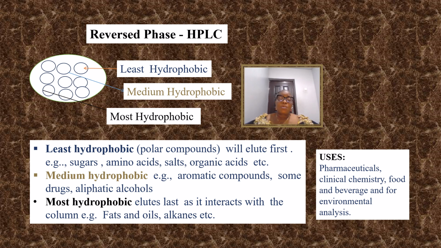The mobile phase is polar. Commonly used are water, methanol, and acetonitrile. The non-polar compounds in the mixture will stick longer in the column, while the polar molecules will elute first. It is used for the separation of pharmaceuticals, clinical chemistry, food and beverage, and for environmental analysis.